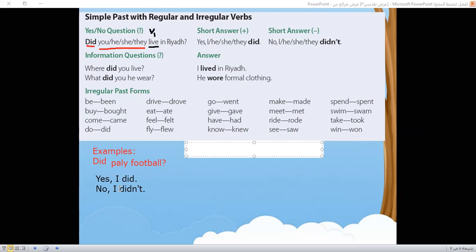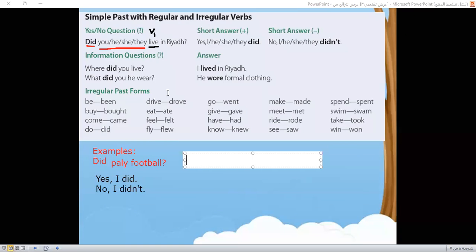Now, we explained how I'm going to write an information question in the present. What's your name? What is your name? Or what's your last name? Now, how I'm going to write an information question in the simple past. I'm going to say, for example, where did you live? And the answer, I lived. So pay attention here to the answer.